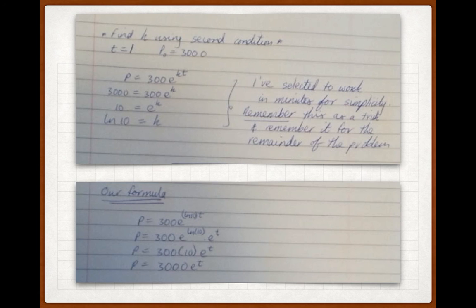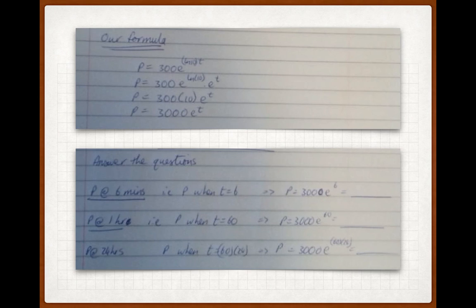So the bottom box, P is equal to 300 e to the power of the natural log of 10 all multiplied by t. I've separated out the powers, and e to the power of the natural log of 10 just works out as 10. So the final line there is my formula that relates the population to the time. And now what I can do is use that formula to answer the questions that I'm required to answer.